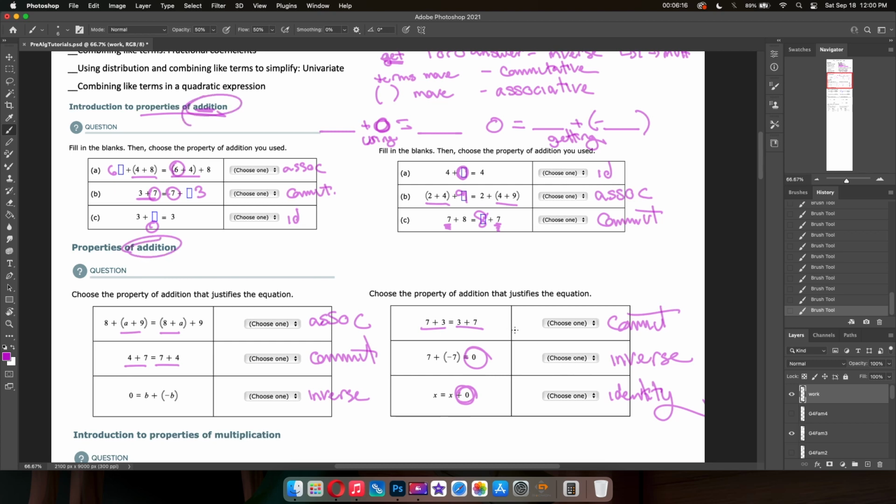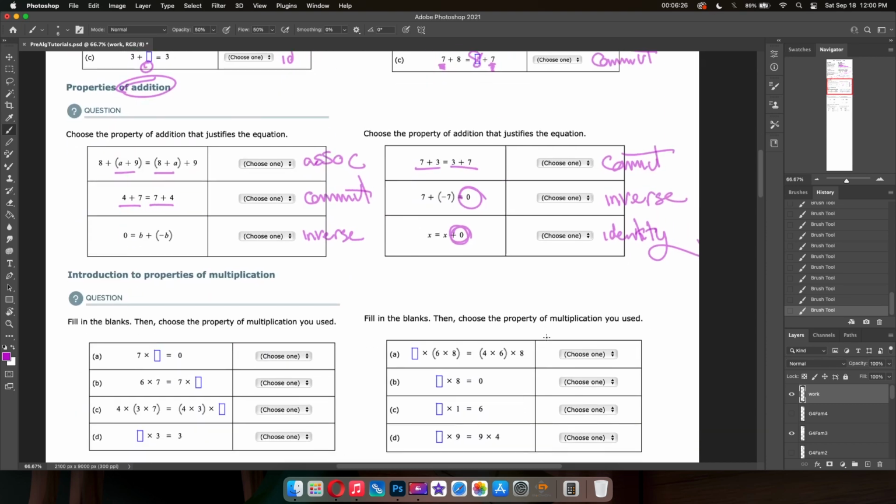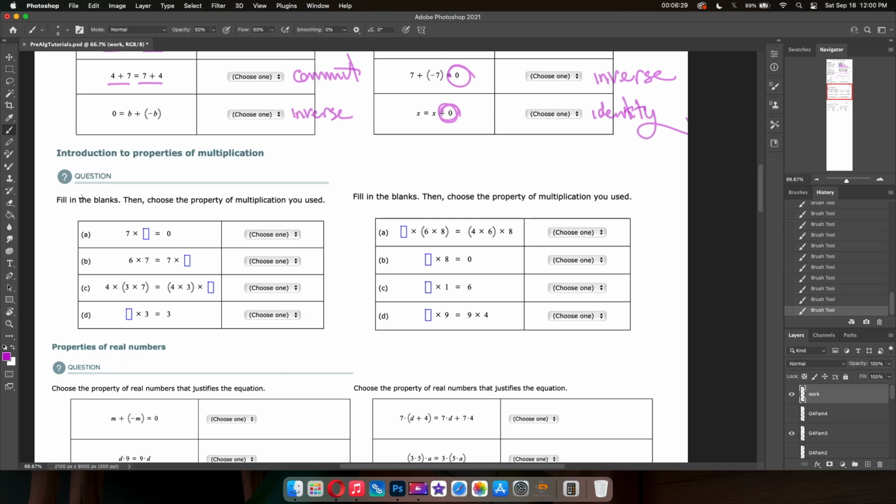Gee, I wonder what it will look like for multiplication. It's not going to be exactly the same thing, just with a different operation, is it? Is it? Yes, it is. Spoiler alert. All right. So introduction to properties of multiplication. Now here there is one extra term to keep in mind, and that is the multiplicative property of 0. So something times 0 equals 0.